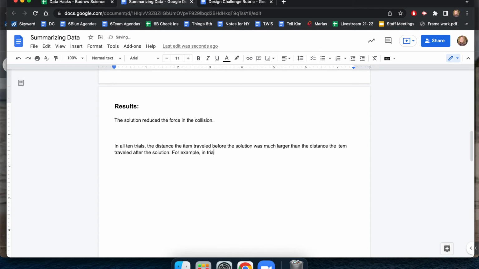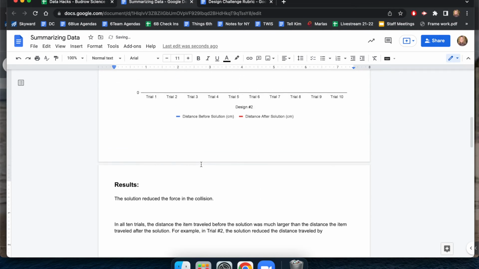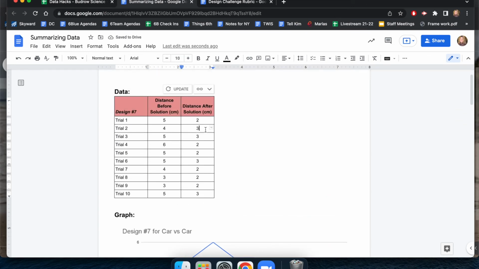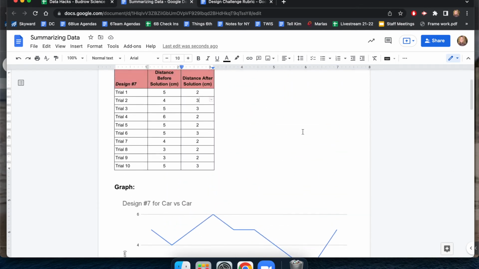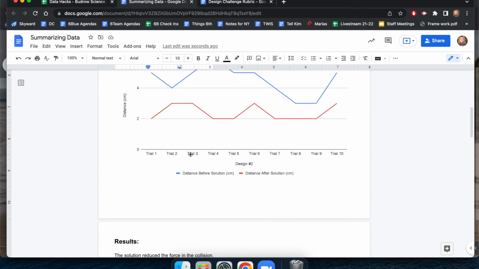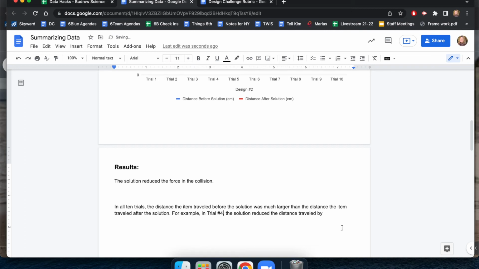For example, in trial, that's a title, trial number 2, the solution reduced the distance traveled by, hang on, let's go back up here, trial 2, did I pick a good one? Trial 2, by 1 whole centimeter, guys, woof. Use your best data. Let's go pick another one. Ooh, how about trial 4 by 4 centimeters? Perfect. Use your best data. Trial 4 by a total of 4 centimeters, which you could also write out this way if you wanted. Meters. Either one of those would be fine.